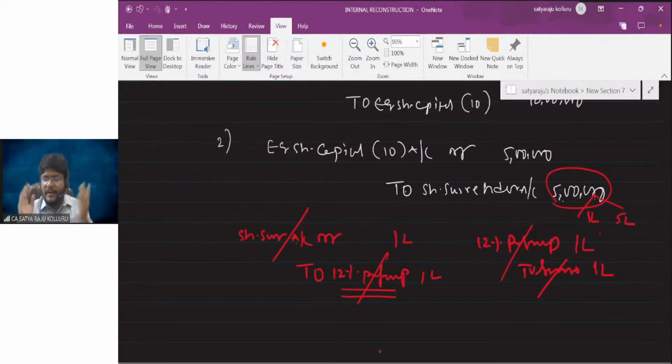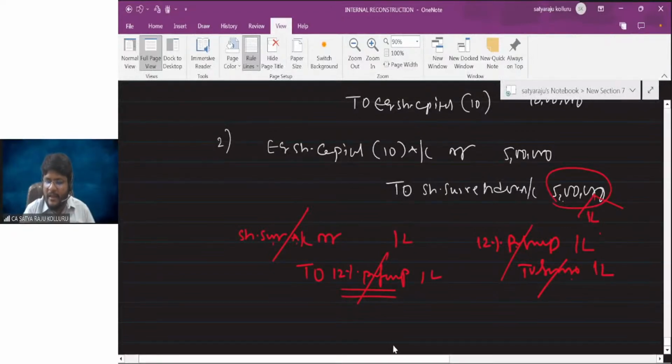But if you want to write the entries, you can write: cancel share surrender for 1 lakh, issue 12% preference share capital, that is convert. Then again 12% preference share capital, you should make it transfer to share surrender account. That's why the impact is nil. So you can presume that out of this 5 lakhs, to the extent of 1 lakh is preference, to the extent of 4 lakhs is equity.